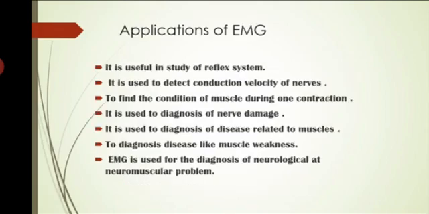Applications of electromyogram. First, it is used in the study of the reflex system. It is used to detect conduction velocity of nerves. To find the condition of muscle during one contraction. It is used for diagnosis of nerve damage. It is used for diagnosis of diseases related to muscles, like muscle weakness. EMG is used for the diagnosis of neurological and neuromuscular problems.